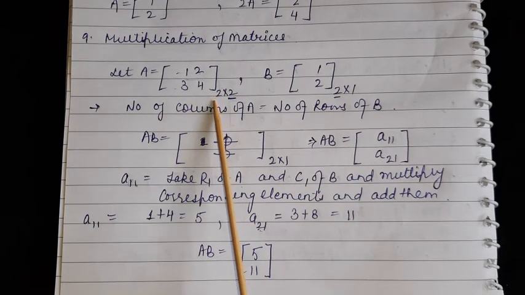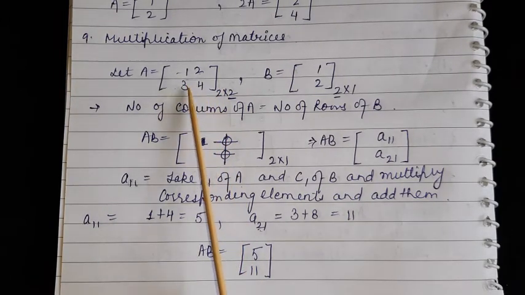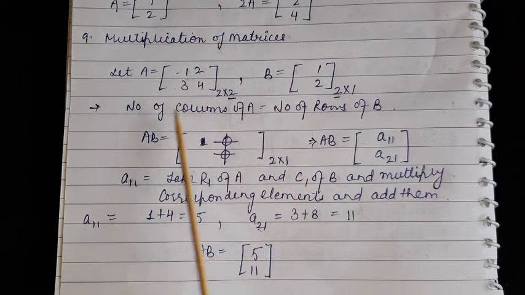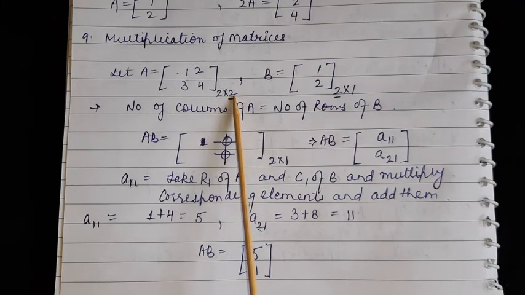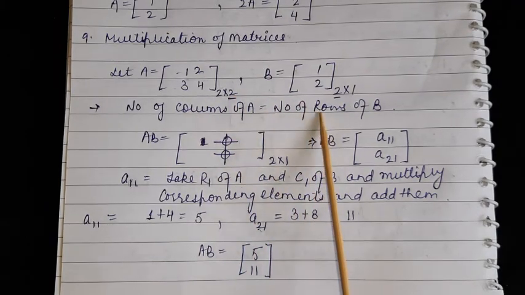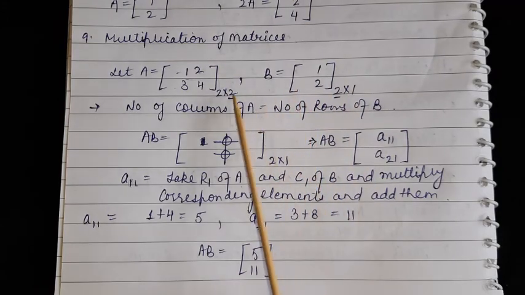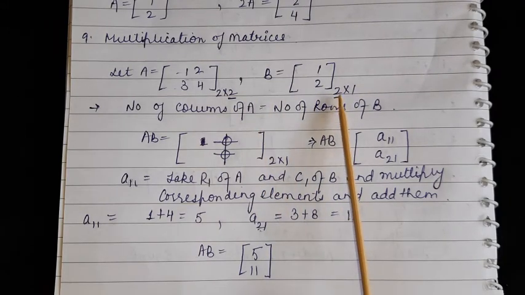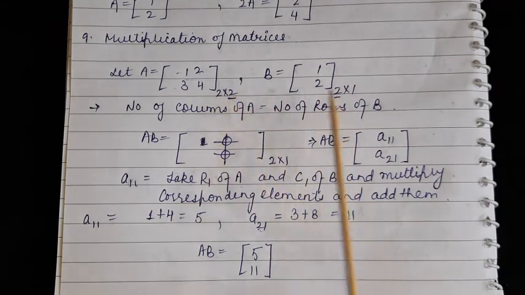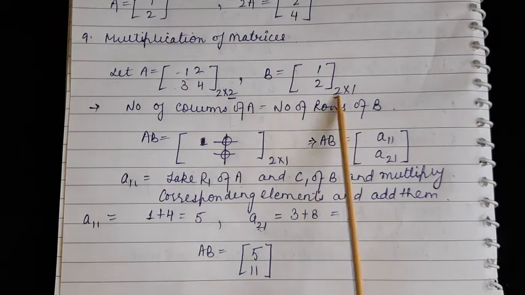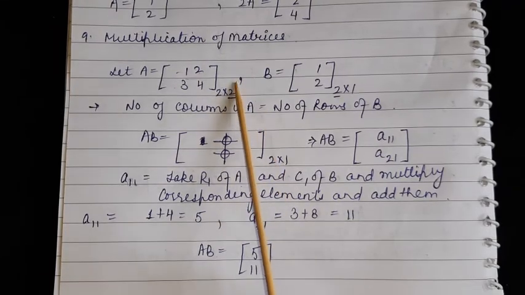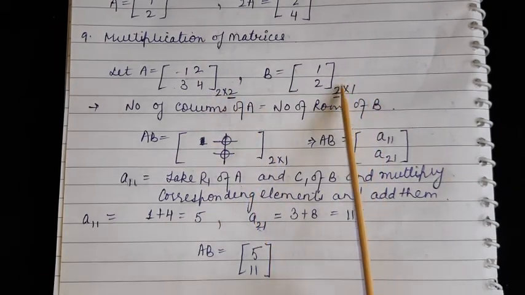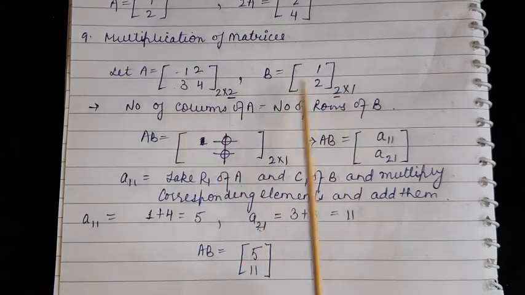Here we have one condition: if we are multiplying two matrices, then the number of columns of the first matrix should be equal to the number of rows of the second matrix. As we can see here, the number of columns in A is 2 and the number of rows in B is 2. If this condition is not satisfied, we cannot multiply the matrices. Here the condition is satisfied, so we can multiply AB.